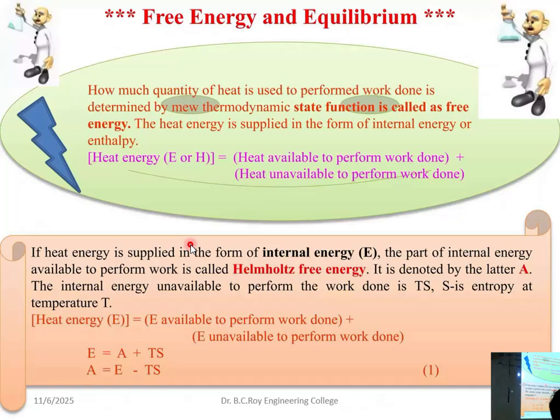And if you apply this condition, will del G always be negative or not? Just think, if del H is negative and large and del S is positive, what about the overall del G? Negative, and it will be spontaneous. Del G will always be negative, so it is spontaneous. This is the condition for spontaneity. What is the meaning of spontaneous? It will happen by itself. That is called spontaneous.